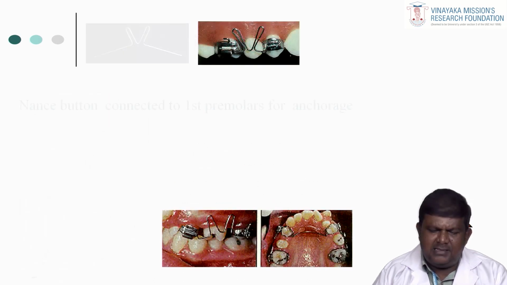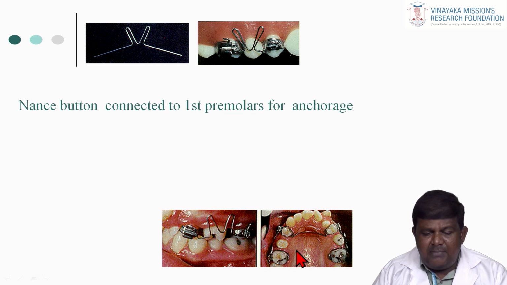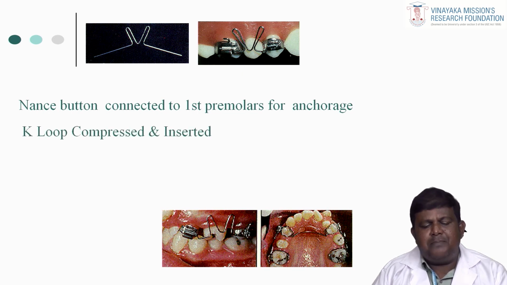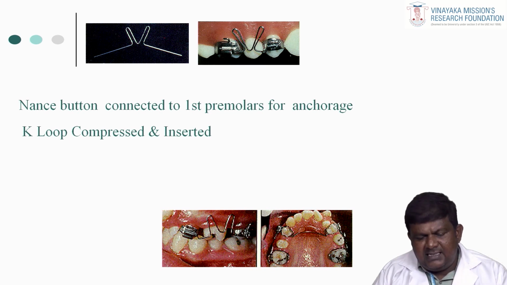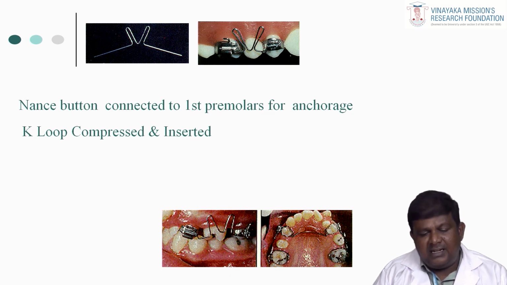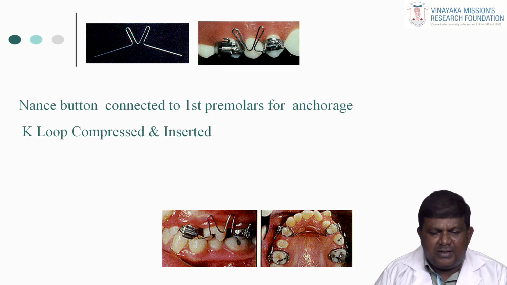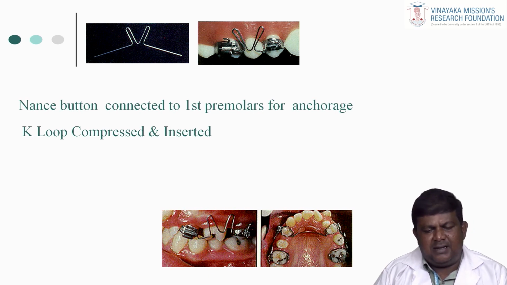These are the distalizing appliances. Nance button is connected to the first premolar for anchorage. You can see the Nance button anteriorly here for anchorage purpose. Then the K-loop is compressed and inserted, and it will distalize the molars using the Nance palatal arch as an anchorage. The premolars will not migrate mesially because of the Nance palatal arch. The molar will be distalized with the support of the Nance palatal arch. That is why distal movement of the molar occurs with this appliance.